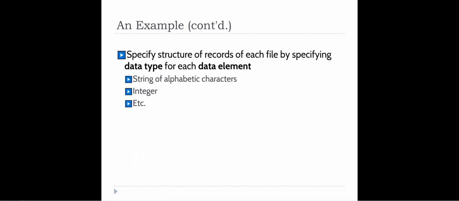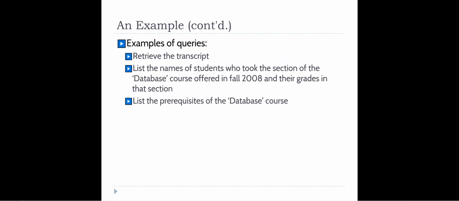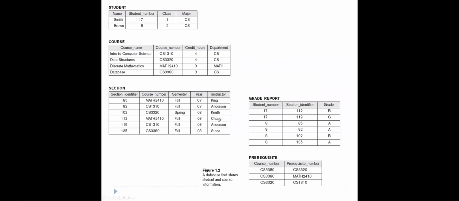Two terms, data type and data element, okay? Data element and data type. Let me show you this here in slide number 17 to understand. So here are the 5 tables that we were talking about: students, course, sections, grade report, and prerequisite. The data type and data element.